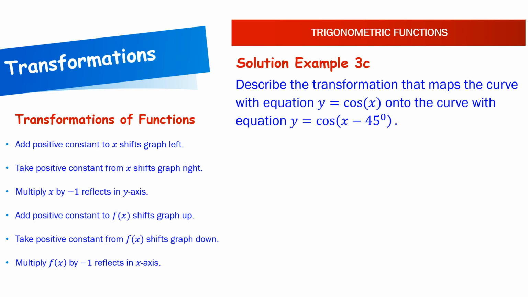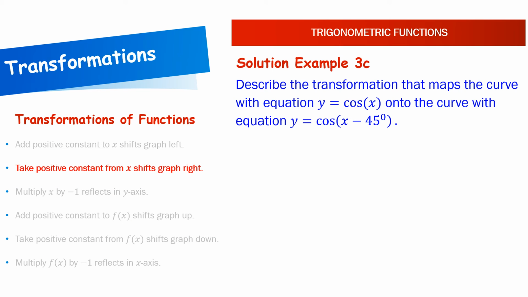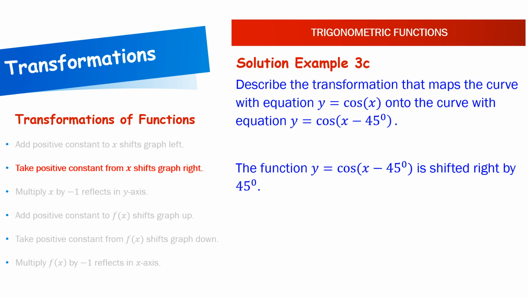What about example 3c? We are required to describe the transformation that maps the curve with equation y equals cos x onto the curve with equation y equals cos(x minus 45 degrees). So here we've taken a positive constant from x, so this is going to shift the graph to the right. So in our example, the function y equals cos(x minus 45 degrees) is a shift to the right by 45 degrees.